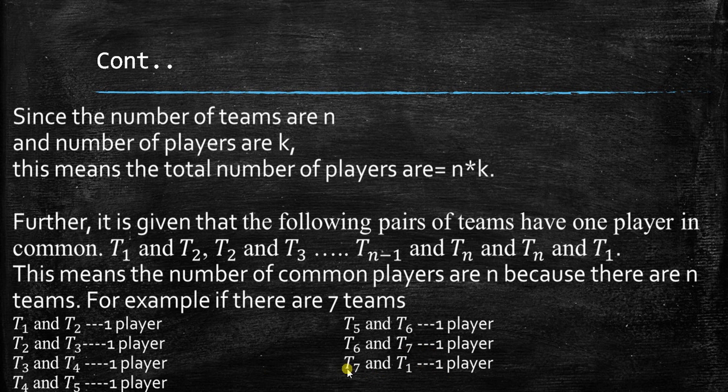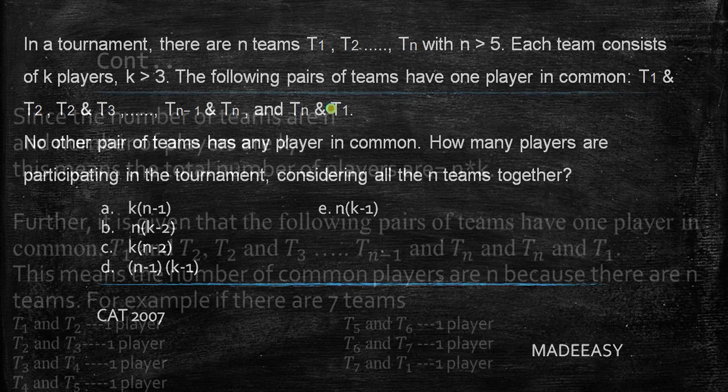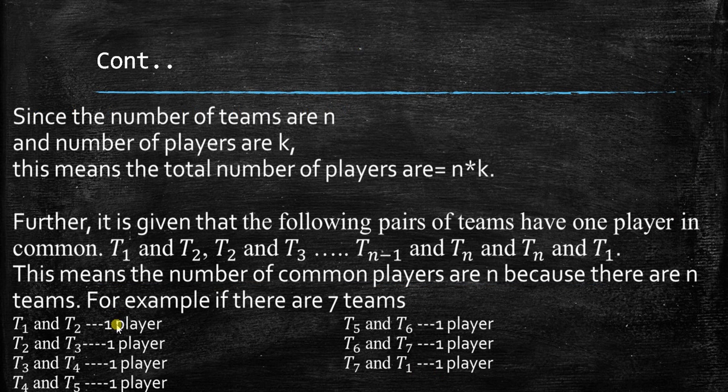And this is very important, that T7 and T1, the last team and team 1, have one player in common, because it is given here that the last team, the n-th, and the first team have one player in common. So when we try to find the total number of common players, 1, 2, 3, 4, 5, 6, 7, there are 7 common players, and there are 7 teams. So how can we write this?